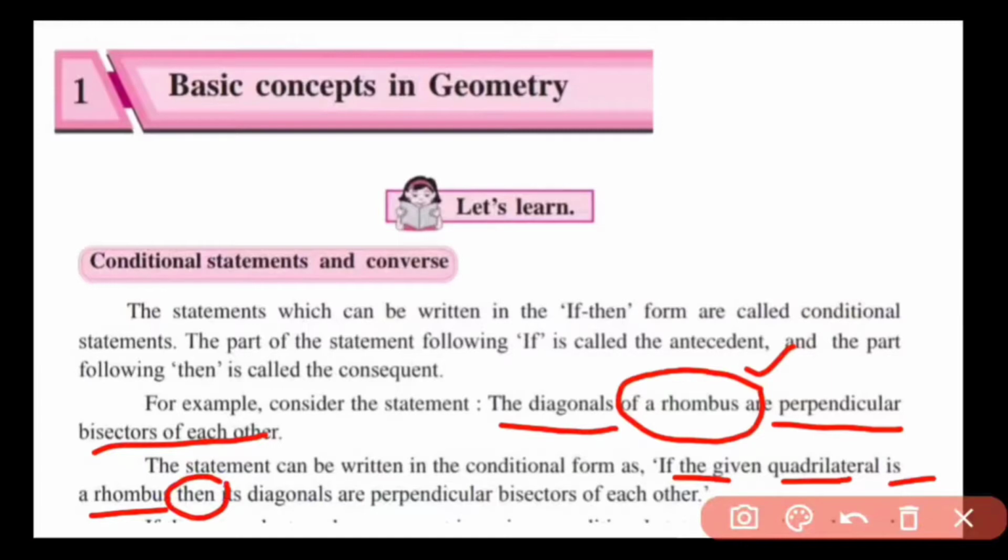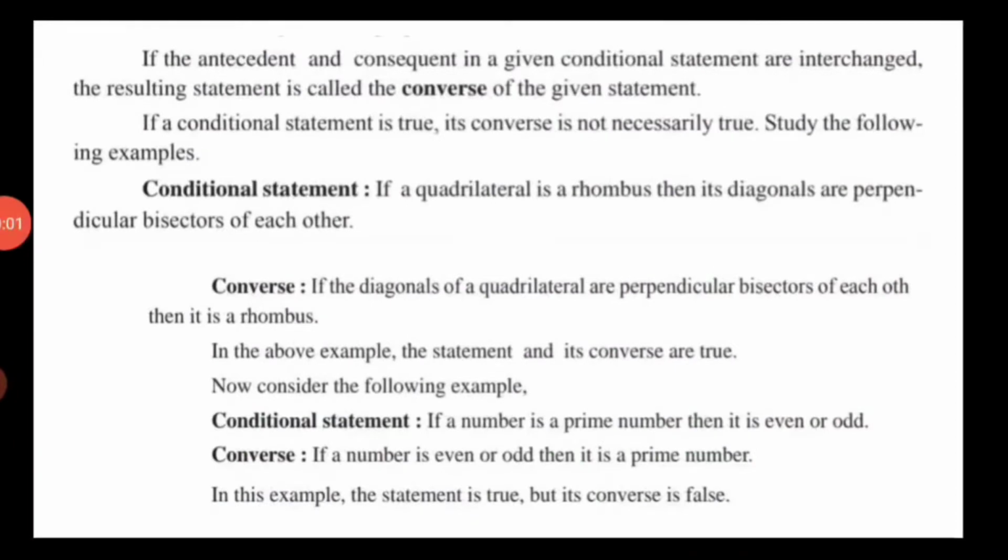Now let us see how to write the converse of a statement. If the antecedent and consequent in a given conditional statement are interchanged, what do we mean by interchange? It means that in place of antecedent, consequent is written, and in place of consequent, antecedent is written. Then it results in the statement which is known as the converse of the given statement. If a conditional statement is true, its converse is not necessarily true. So let us study the following example.